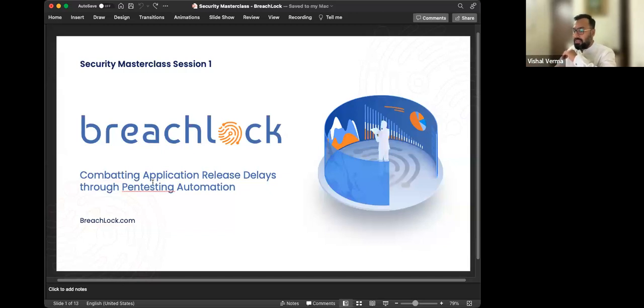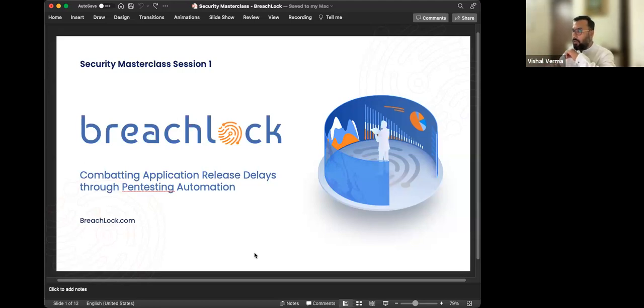So in this masterclass, we'll talk about how automation in pen testing starts to accelerate the journey for releasing applications, making them more secure, and helping organizations scale their applications towards production in a more secure manner, right?